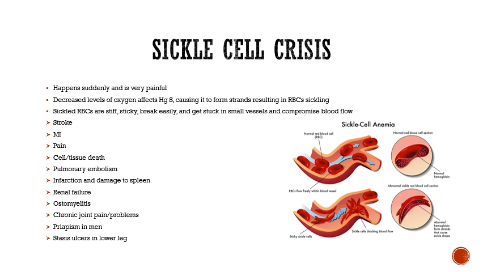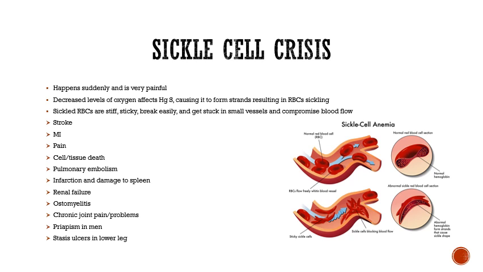And the sickled red blood cells are stiff, sticky, they break easily, and they get stuck in small vessels and compromise blood flow. And what this does is it basically blocks blood flow from flowing into the area of the body where these cells are clumped together. And this can cause a stroke, MIs, which are heart attacks. It can cause pain, cell tissue, and death because blood is not able to reach that area of the body. So oxygen is not able to reach that area of the body.